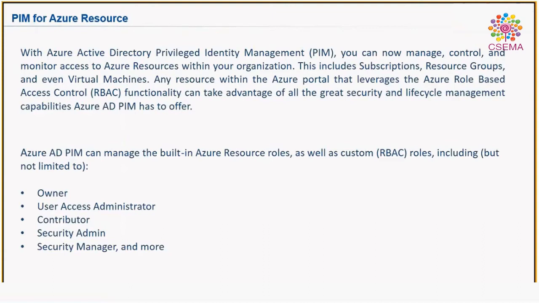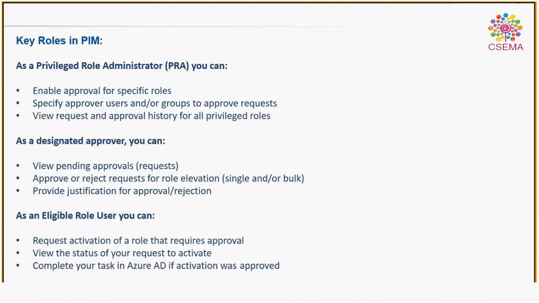So, key roles in PIM. When we talk about key roles, we are not talking about the inbuilt roles or the roles given in AD or Azure AD or Azure resources. This talks about when you are configuring and enabling any particular role, for example, privileged role administrator. What can be done is you can enable approval for specific roles, specify approval users or groups for approval requests, and give request approval history.